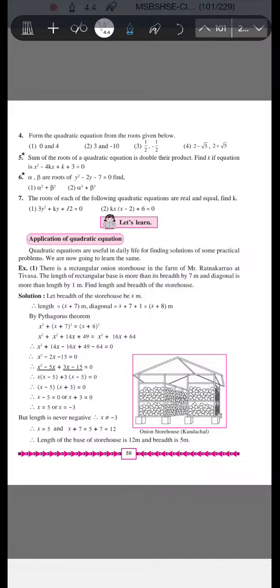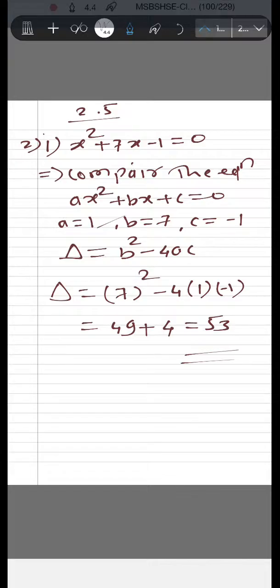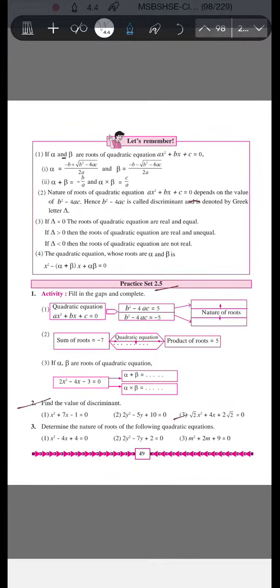Okay, question number 3. The question says, determine the nature of the root of the following quadratic equation. That question is here and we have to solve it. Sure. Which one? Let's take that first one.